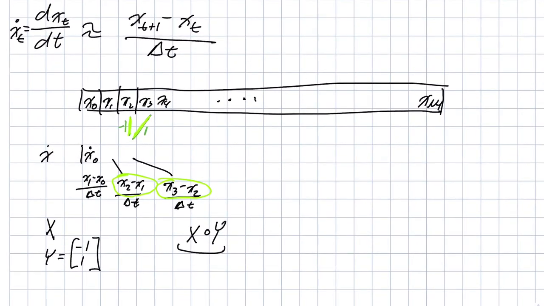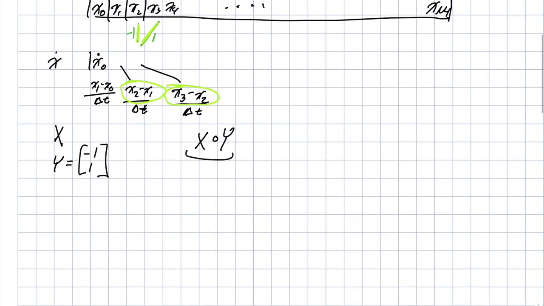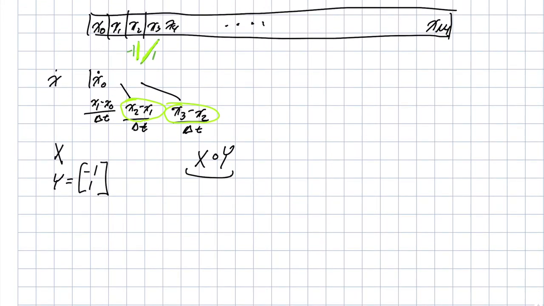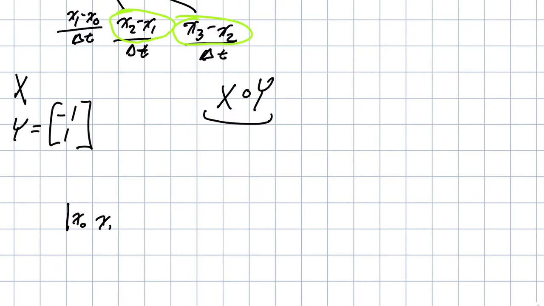In Python, what we were trying to do, so that's the concept of convolution in this derivative case. Let's talk about how that was implemented in Python. So we have our x0, x1, x2, x3, x4, and on down the line to xn minus 1. So that was my original vector.